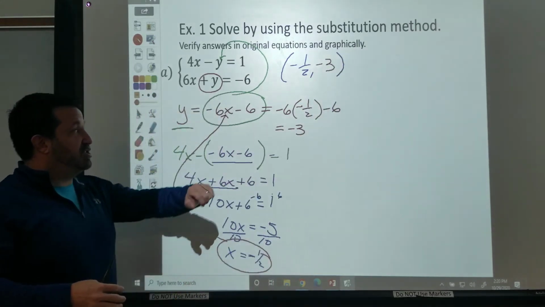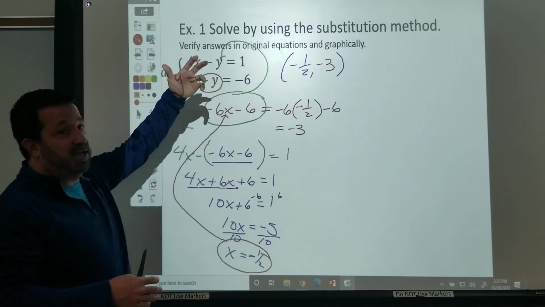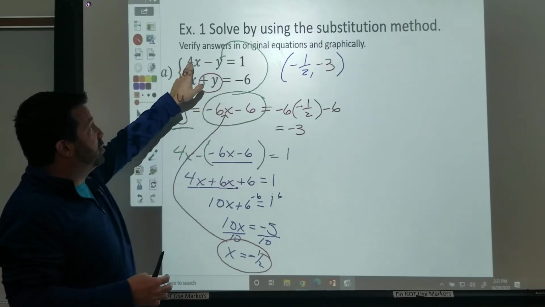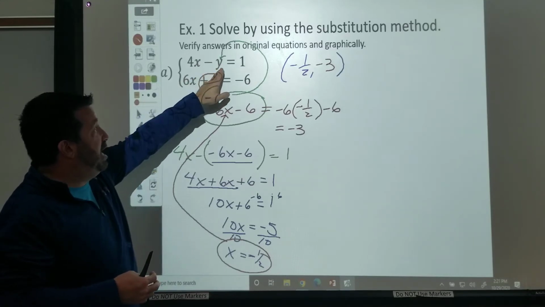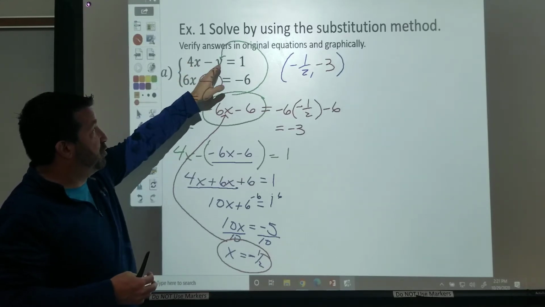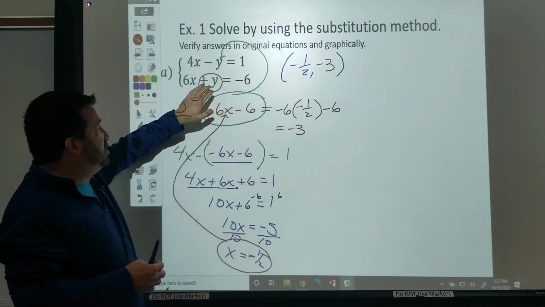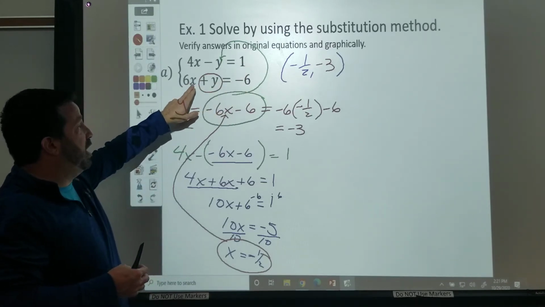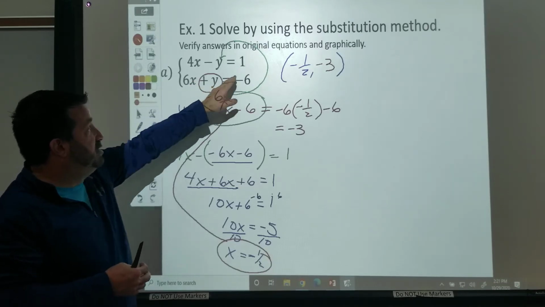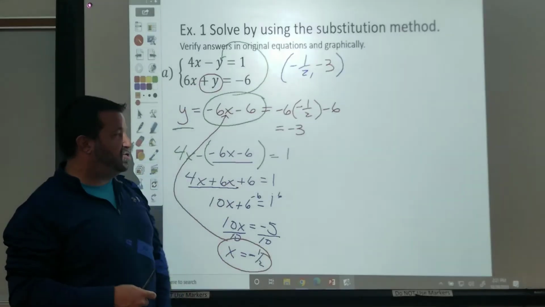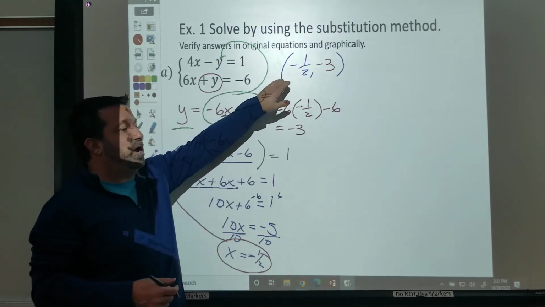And so then I would substitute that back in here. You could use your calculator for this: 4 times a negative 1/2, which would be a negative 2, minus a negative 3, which would be like a negative 2 plus 3, does equal 1. And then I'd substitute it in this one. 6 times negative 1/2, that's a negative 3, plus negative 3 does equal negative 6. So it checks in both of those, so that way I know that that's my answer.